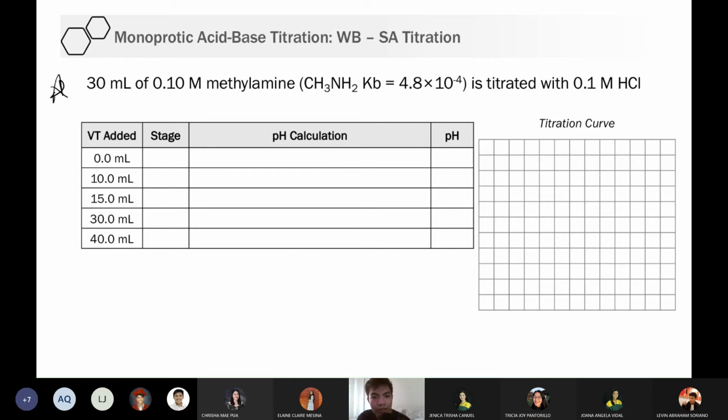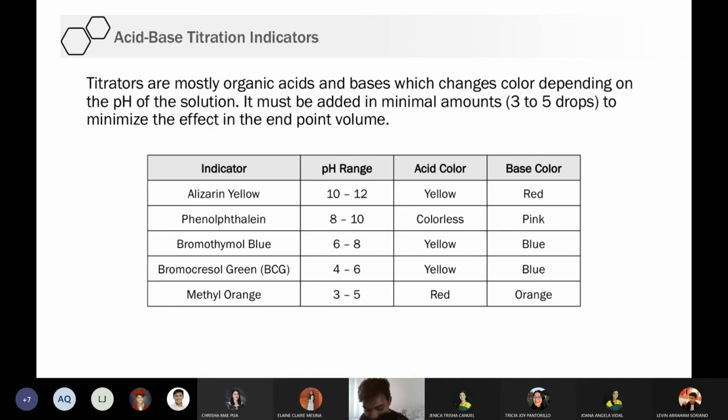Okay. So, we're done with the monoprotic titration. Okay. Makakahinga na tayo ng maluwag. Medyo pa lang. Okay. So, let's talk about indicators again. Last time, we defined indicators as chemicals, specifically organic chemicals, that change color when subjected to different pH.